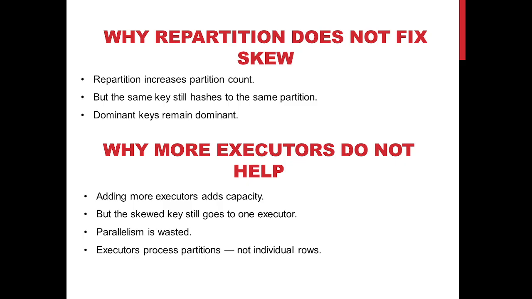Again, there is another question that arises: why do more executors not help here? Let's understand this. Another common reaction that people have is to scale hardware, add more executors. But Spark assigns partitions to executors. So if one partition is huge, one executor becomes the bottleneck. So other executors sit idle. Executors process partitions, not individual rows. That's why we need to understand that more machines do not fix skew.